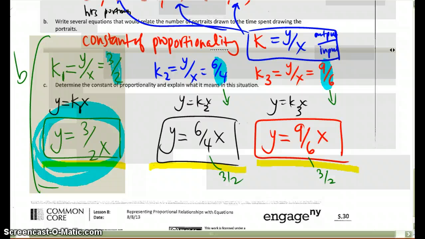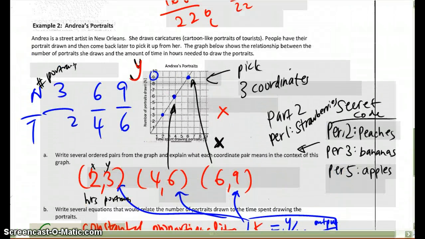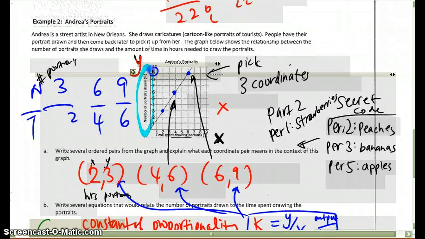Now I'm going to talk about C. Well, I just talked about the constant of proportionality because I needed it to find my equation. So I've already explained the constant of proportionality because I did B. Go ahead and explain what the constant of proportionality means. Remember that since it represents y over x, go ahead and just relate that back to the y, what it says right there. I'm not going to say it for you. And then what it says in the x, it is the number of portraits per hour spent.